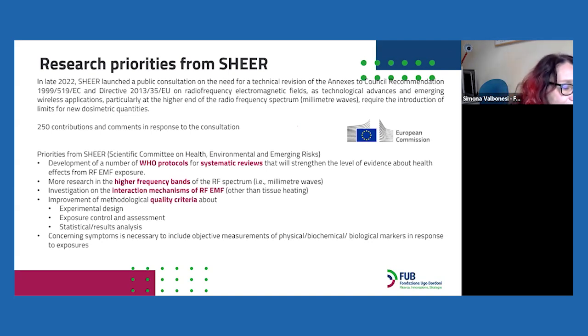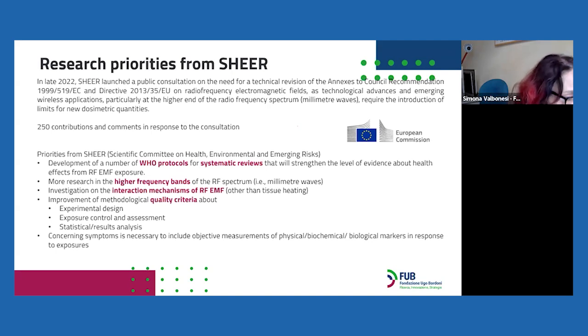More research is needed in the higher frequency bands, in particular in the millimeter wave. This is because a great amount of research has been done, but most of this research is focused on legacy frequencies. Some research is present on 2.1, 2.6 gigahertz, 3.5 gigahertz, but there is little literature on 6 gigahertz, 26 gigahertz, 40 gigahertz. So it's necessary to investigate on these frequencies.